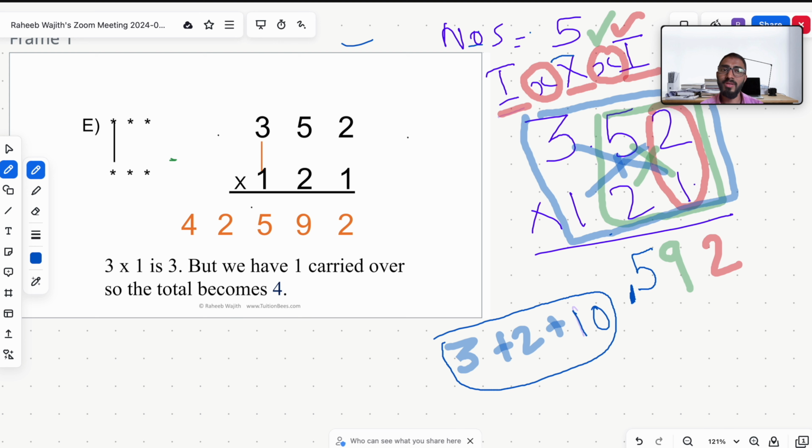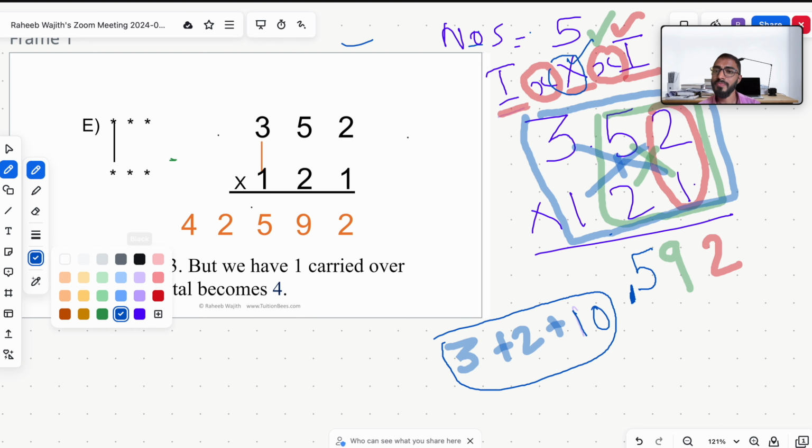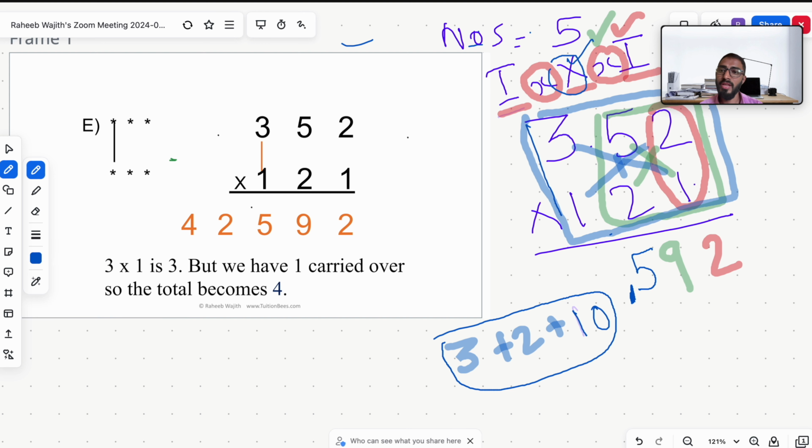That completes step number 3. We could tick this. And step number 4, we are going to take this grid, this particular grid which I marked in black.